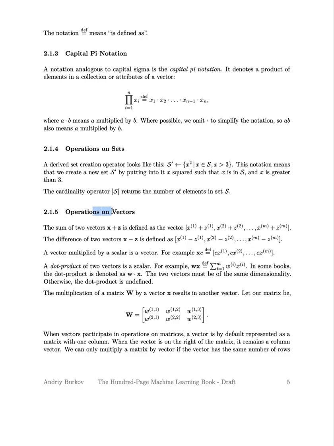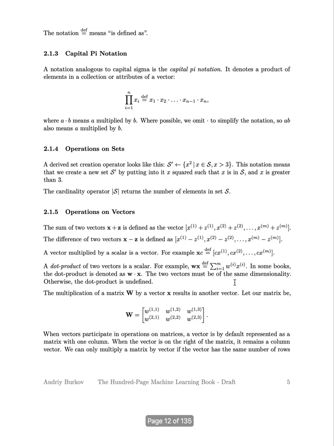Now there are some operations you can run on vectors. You can add up two vectors x and z, and it is defined as the addition of the vectors' individual elements. So x1 plus z1, the first element of x plus the first element of z, plus the second element of x plus the second element of z. The result will also be a vector, but it will have the added values.